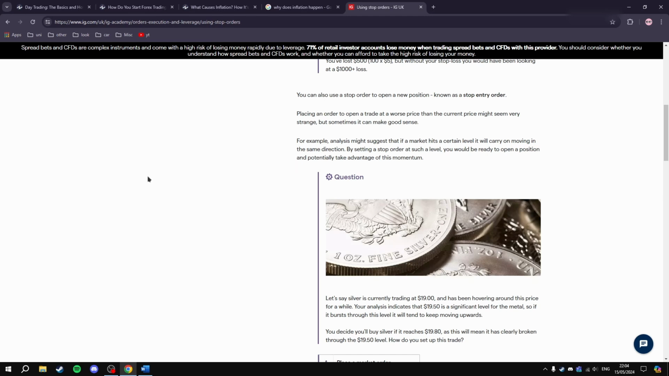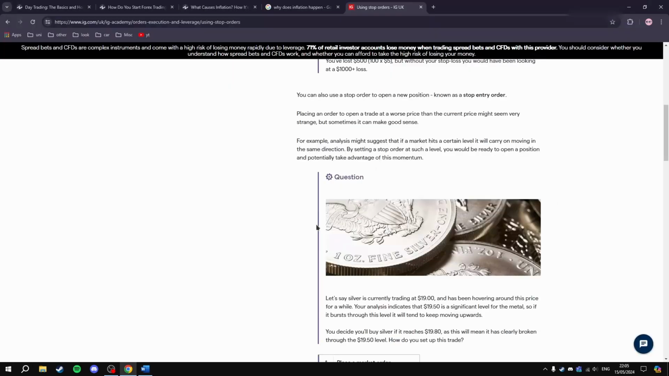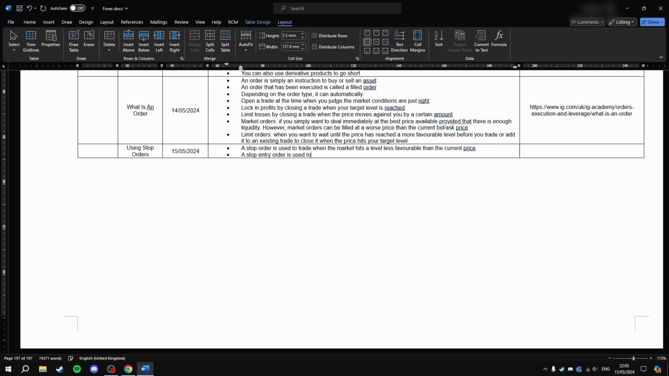I did not know that was a stop entry order. So an entry order is used to open a new position.